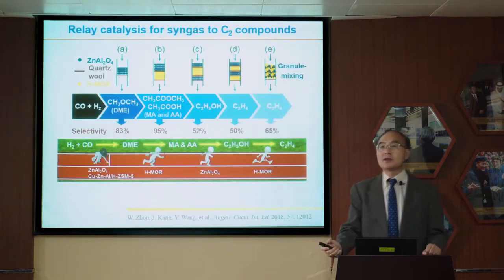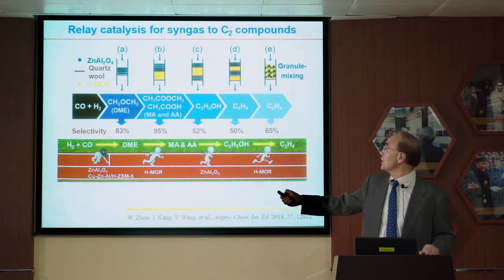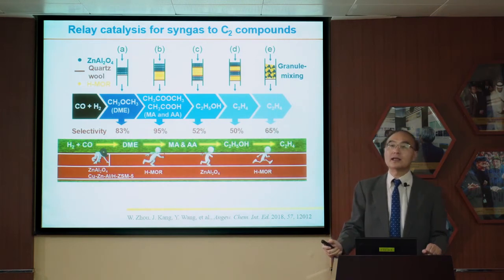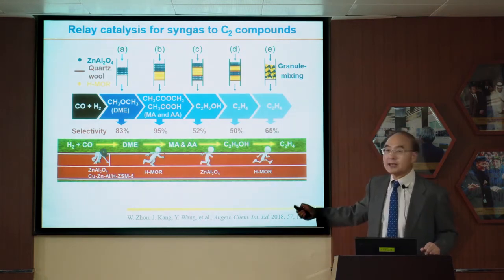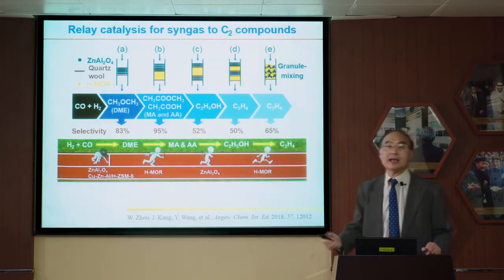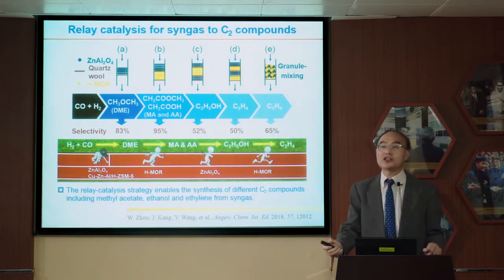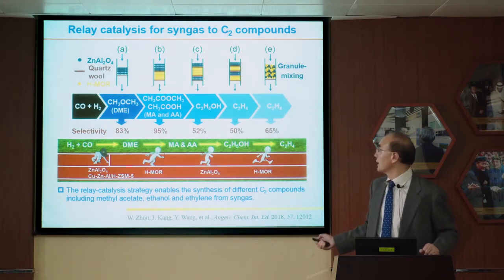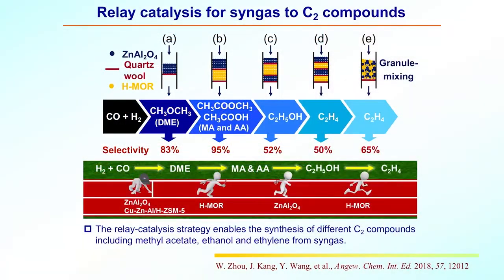So in short, by changing the arrangement of the two components, zinc aluminate and mordenite zeolite, we succeeded in producing methyl acetate, ethanol, and ethylene as the major products. So the relay catalysis strategy enables the synthesis of different C2 compounds, including methyl acetate, ethanol, and ethylene, from syngas.